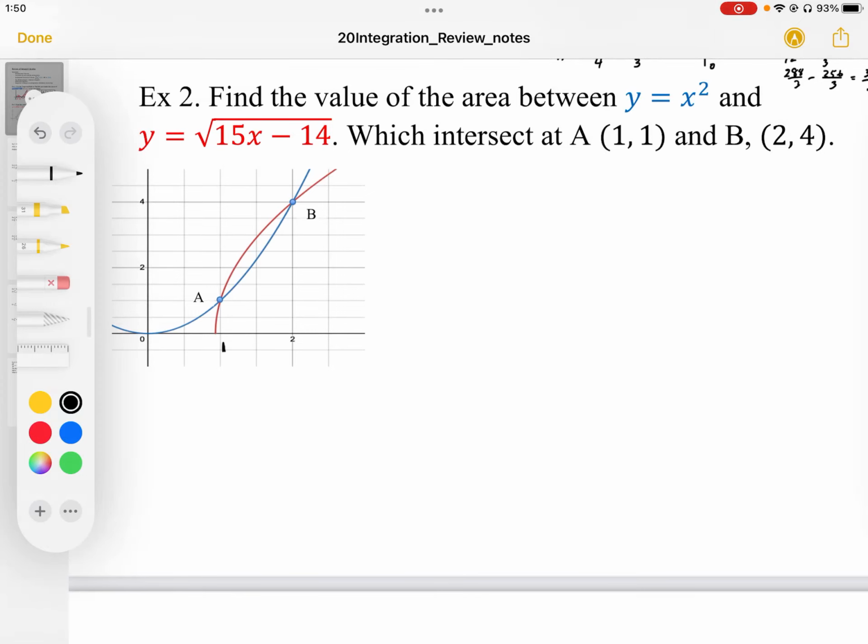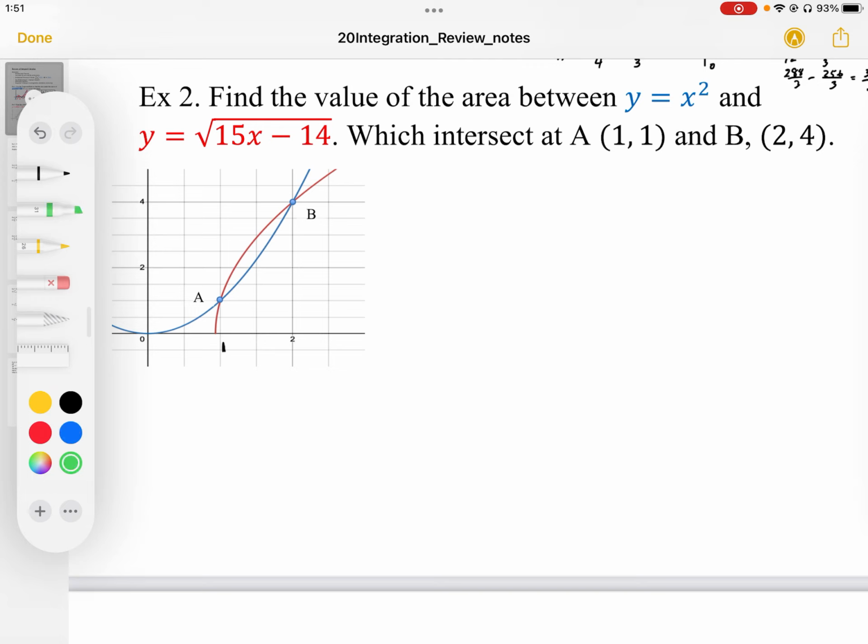Example 2. Find the value of the area between y equals x squared, which is a blue parabola, and y equals square root of 15x minus 14, which is a square root function that starts at positive 14 over 15 on the x-axis. Now we've been given the intersection points.